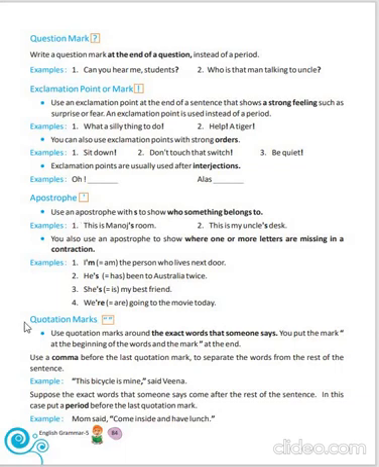Now let's learn where we have to use quotation mark. Quotation mark is used when we have to put the exact words that someone says, like: "This bicycle is mine," said Veena. So in this case we put quotation mark.